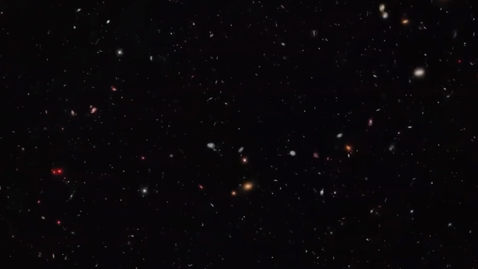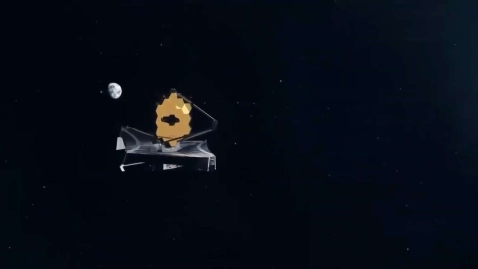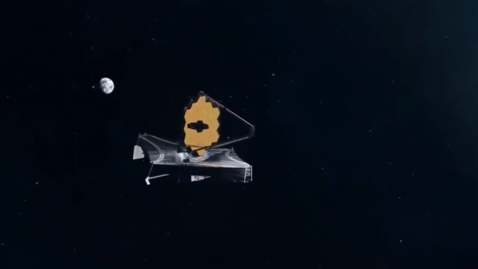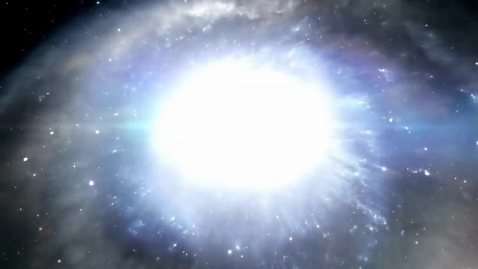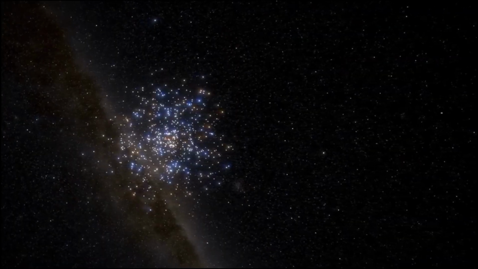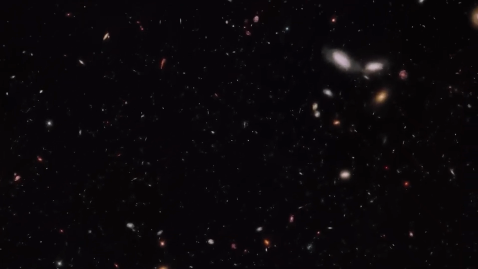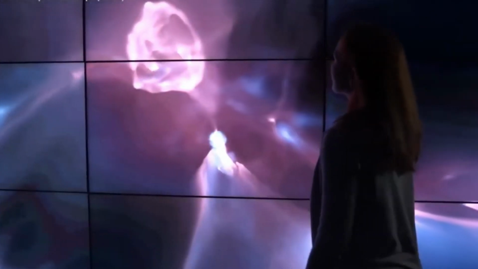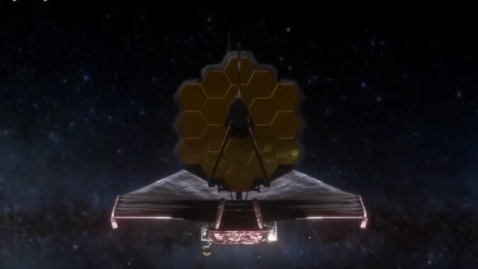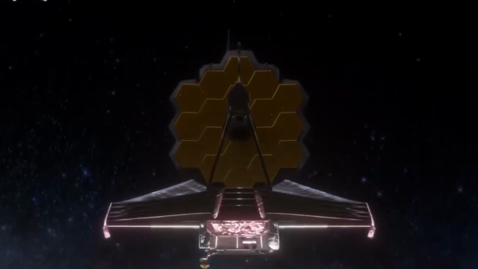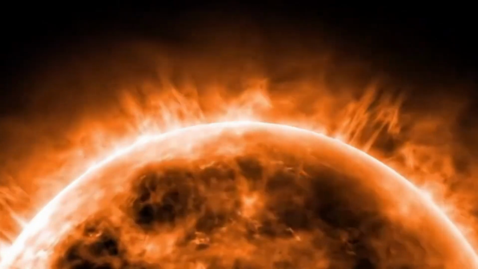This ancient behemoth, GLASS Z13, defies conventional wisdom with its paradoxical nature. Despite its venerable age, it boasts a mass that dwarfs even the most massive galaxies known to humanity, eclipsing a billion suns in its gravitational embrace. Yet, paradoxically, its physical size pales in comparison to our own Milky Way, the sprawling cosmic metropolis that harbors our humble solar system. But the cosmic unveiling does not cease to astonish with the revelation of GLASS Z13 alone.